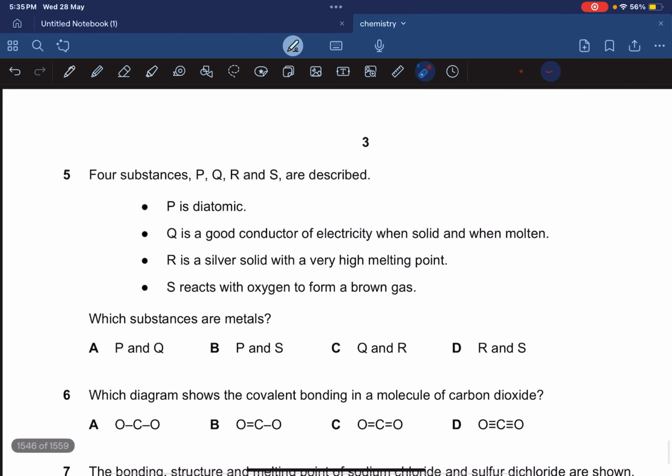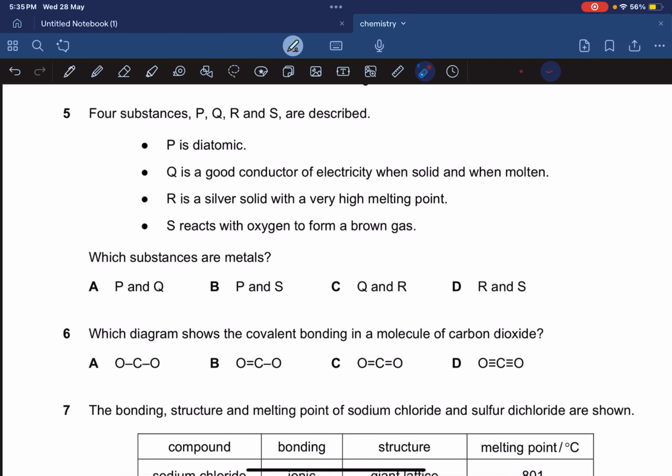Okay. Question number 5, it says 4 substances P, Q, R, S are described. P is diatomic. Okay. Let's just highlight the important stuff that P is going to be diatomic. Diatomic simply means it's going to exist as two atoms that are covalently bonded to form a molecule. For example, Cl2. This 2 tells us it's diatomic. For example, O2. For example, H2. All this tells us that these are diatomic.